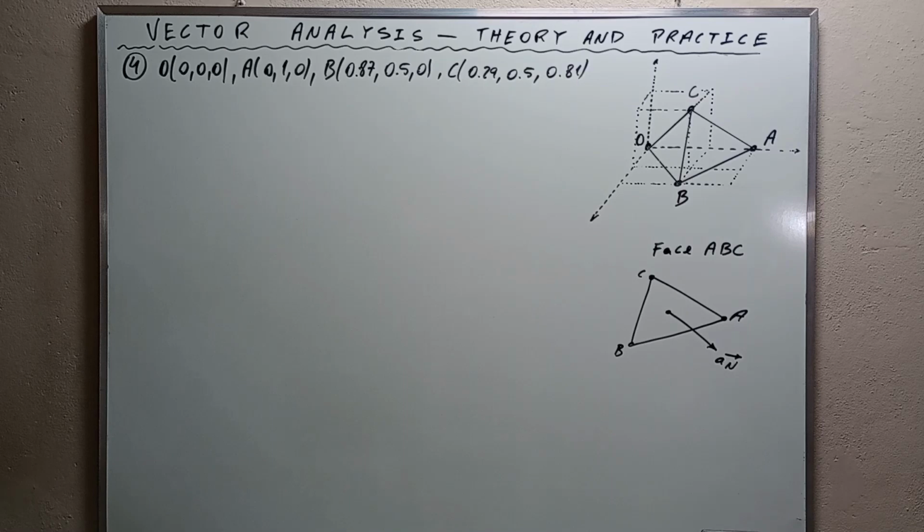AN is the unit vector perpendicular to the face pointing outwards. The unit vector will be in the direction of, we are going to use the cross product now. You remember that the cross product produces a unit vector and a vector normal or perpendicular to the plane containing the other two vectors, okay?